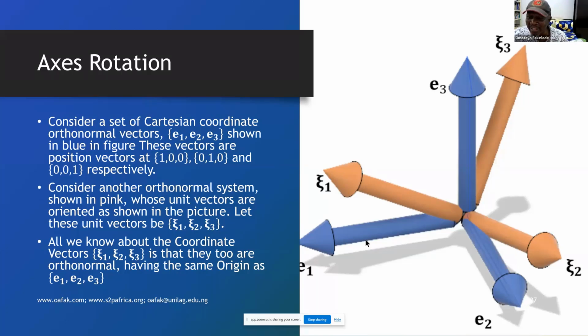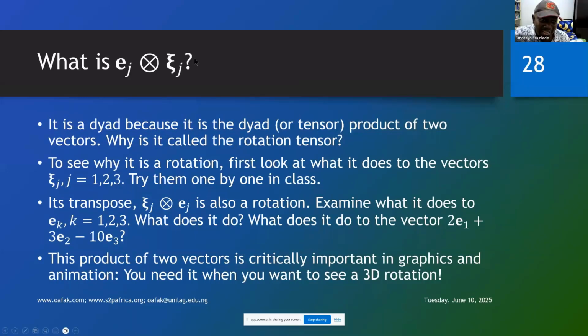Since the E1, E2, and E3, or Xi1, Xi2, Xi3 are unit vectors, you can see that the magnitudes of those vectors are completely unchanged. The only thing that has changed is the orientation, because the axis that we are referring them to has changed. So in all we have done, we have proved that this quantity here is a rotation tensor, because whenever it operates on a vector, it just rotates it. That's all it does.